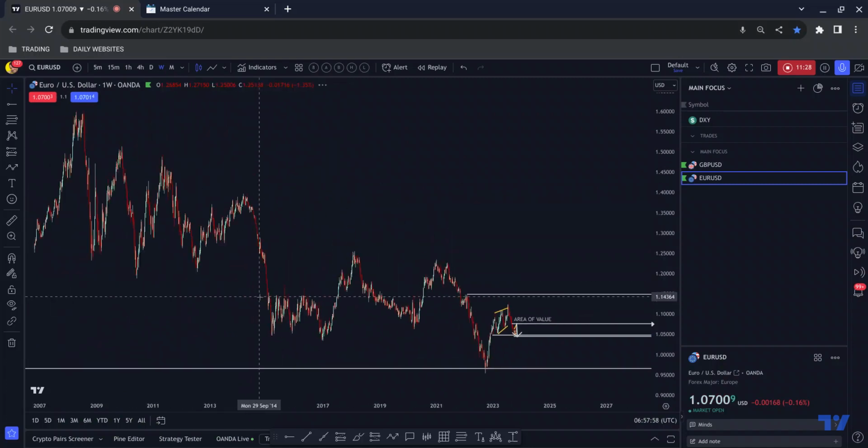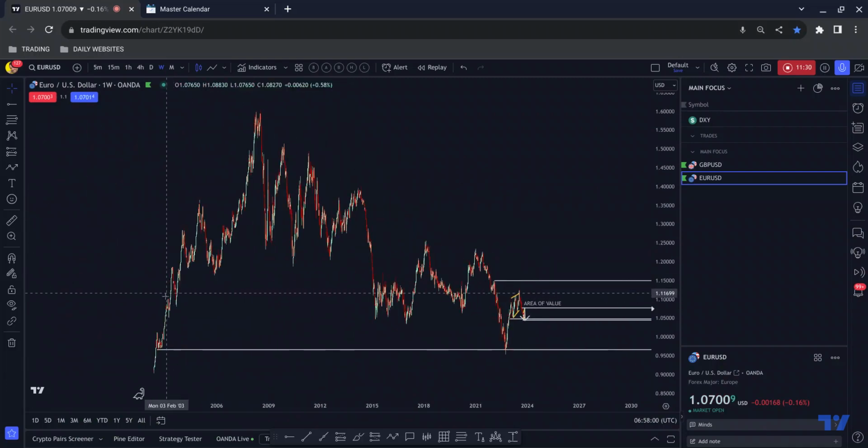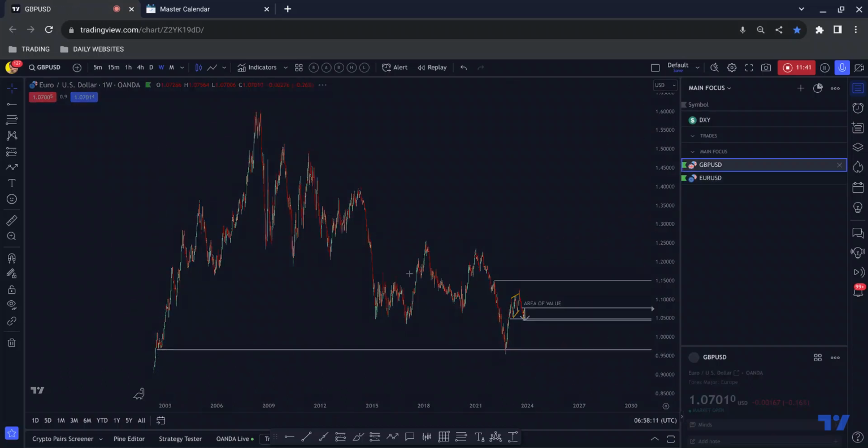Right, so with euro dollar, it's a slightly different picture. If we just zoom out to the higher time frames, we don't have kind of like a standout liquidity point, and that's probably why you don't see people getting caught massively the wrong side of the market, because it's not a standout as with pound dollar.